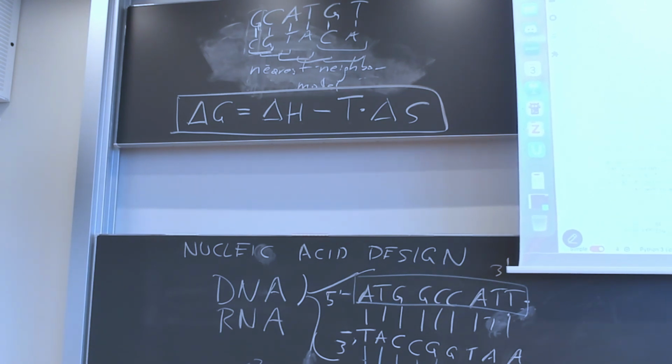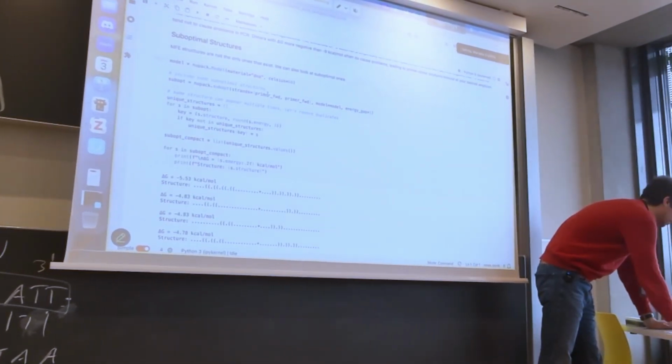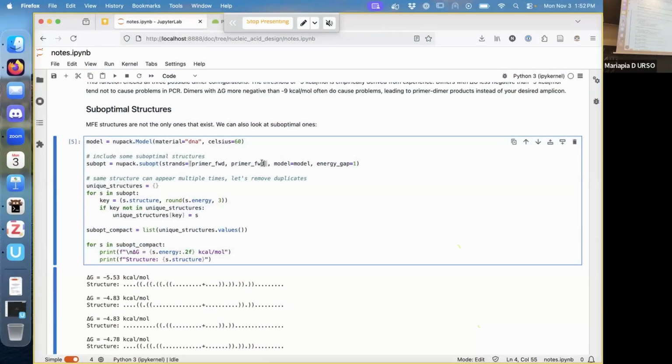Okay, so until now we talked about MFE, and what about the other structures? Every structure gets some energy, but then what do we do with that? So here in particular we take again twice the forward primer, and we put it into NUPACK at 60 degrees Celsius, as we did before. But now we're looking at not the MFE structure, but many of the suboptimal structures. It includes the optimal one, but not only.